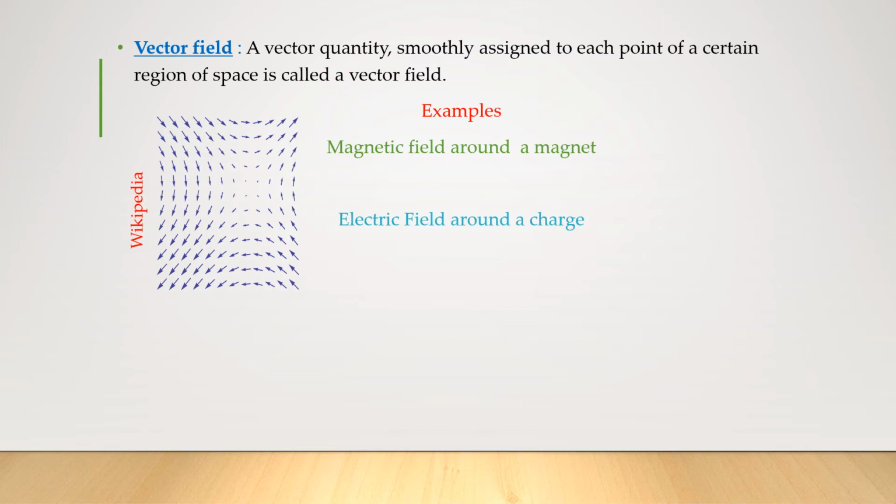Similarly, I can define a vector field, a vector quantity smoothly assigned to each point of certain region of space is called vector field. In scalar field, what you associated at every point? A scalar quantity. In vector field, what you are going to associate? A vector quantity which has direction and magnitude. Not only a number is enough here. Example, magnetic field around a magnet or electric field around a charge.